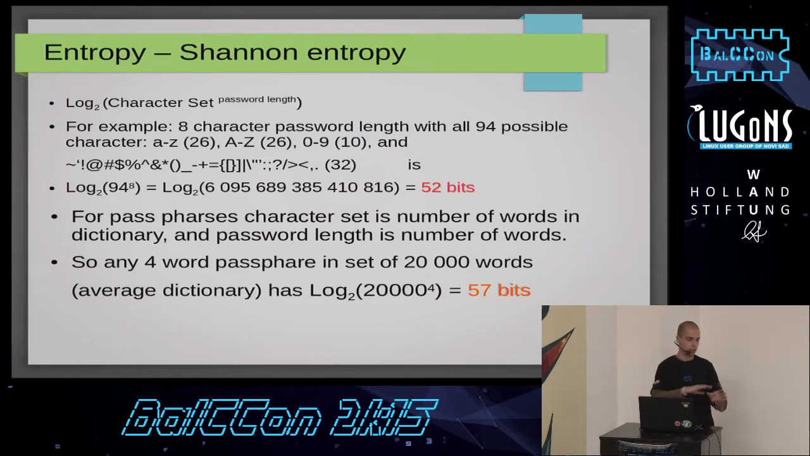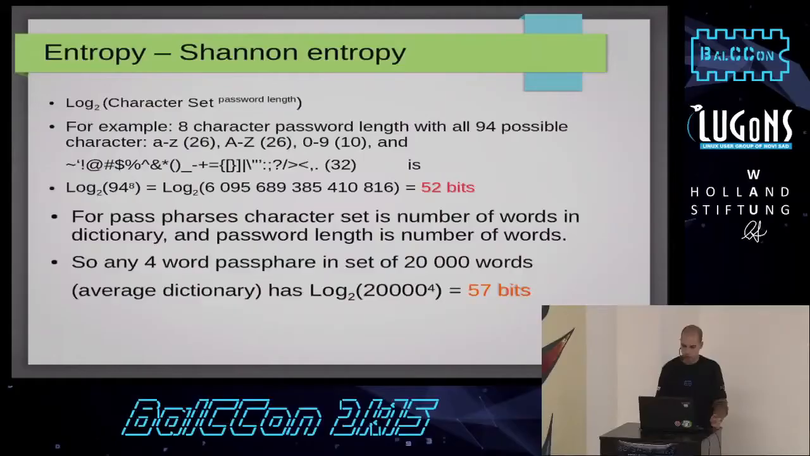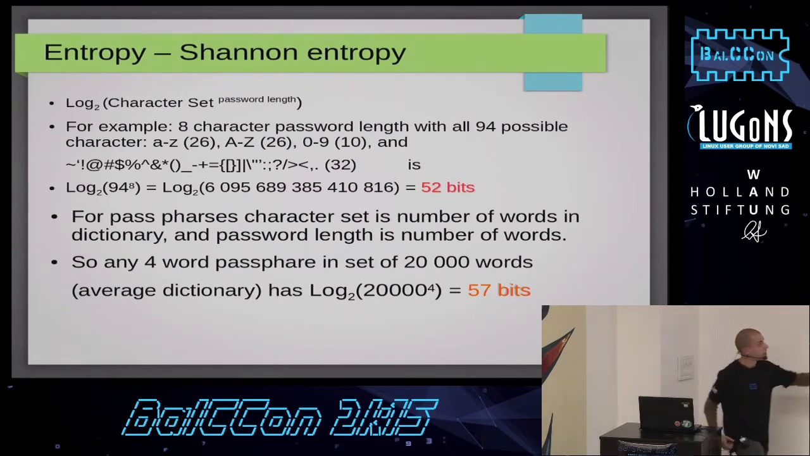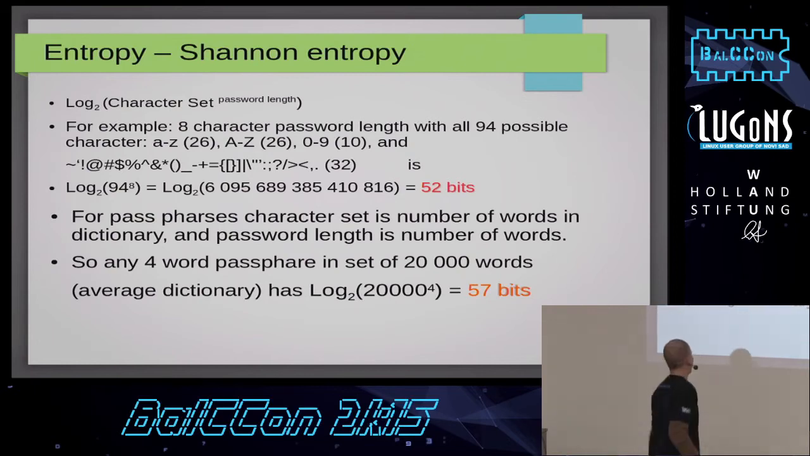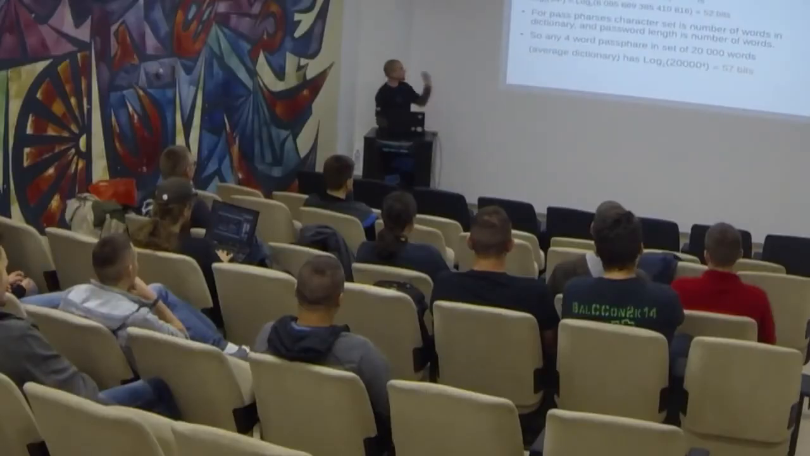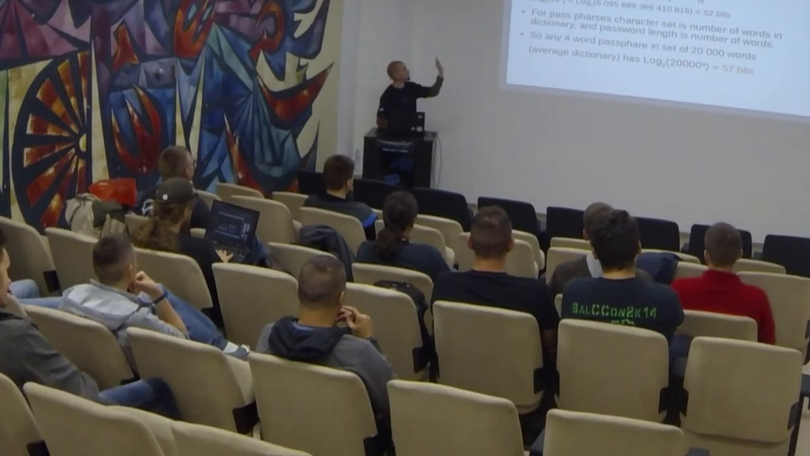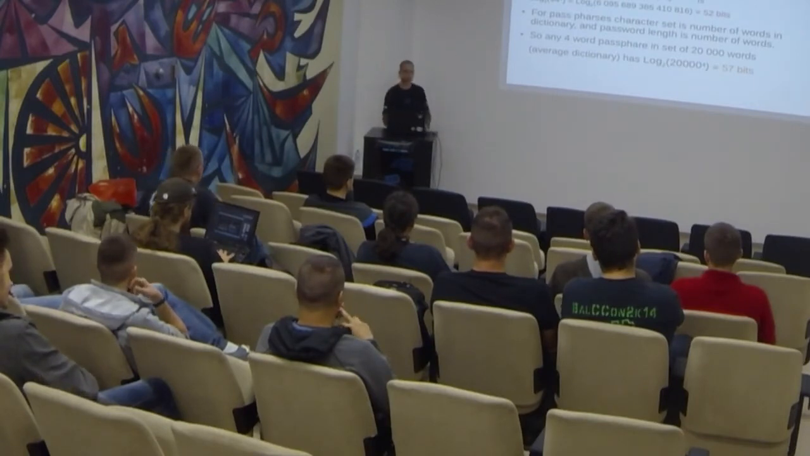So you have 8 places where you have 94 possible things, and you set 94 to the power of 8 and take the logarithm on the base 2 of that, because computers work only in binary, right? And this long number represents all the possibilities for an 8-character password, if you use the character set of all 94 available.